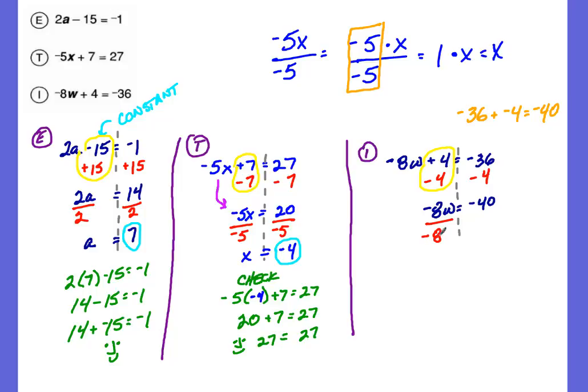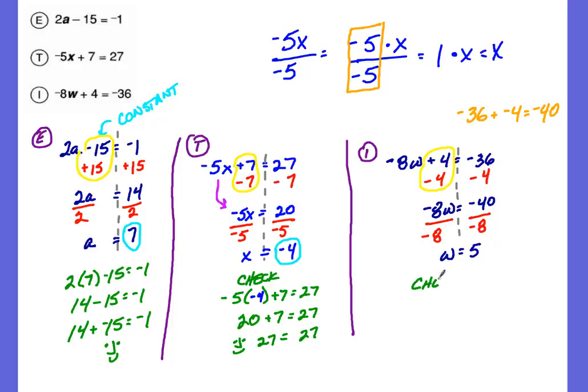I want to know what just w equals. So I'm going to divide each side by that negative 8. And I'm going to end up with w equals negative 40 divided by negative 8, which is equal to positive 5.